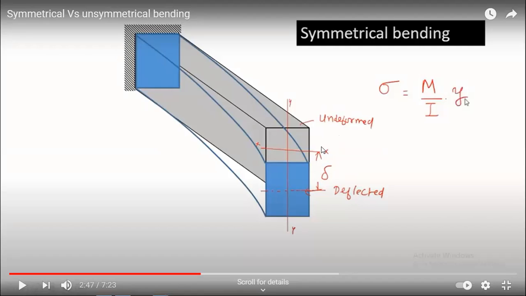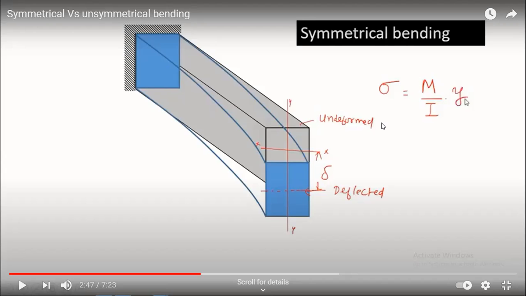So how do we calculate this symmetrical bending stress? With the help of the pure bending equation. What is the pure bending equation? M/I is equal to sigma/y. From this you can calculate the bending stress as sigma equals bending moment by I into y, right? So this is what symmetrical bending means.